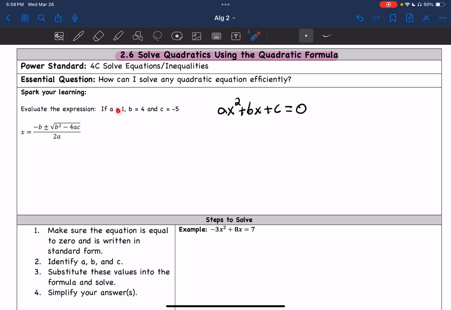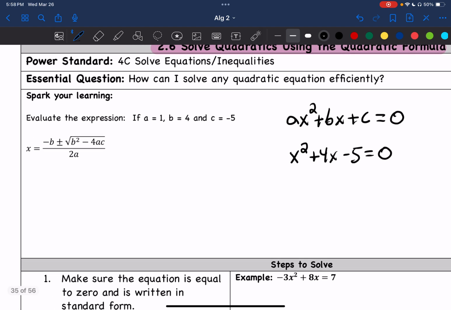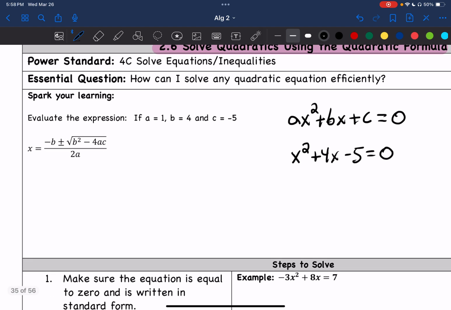So in this case, if we look at these numbers, which are given to us, that means that we would have the formula x squared, right? A would be equal to 1, a 1 not written there, plus 4x minus 5 is equal to 0. And so if we had something that looked like this, we'd be able to identify a, b, and c, and we can solve it simply by plugging those values into our quadratic formula.